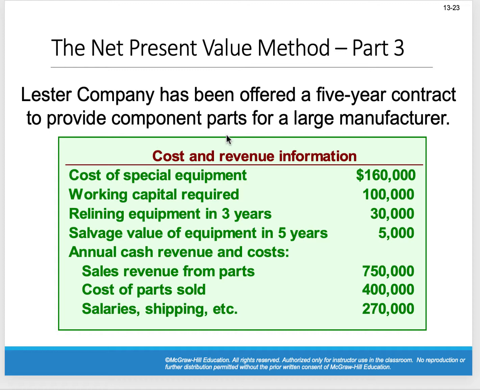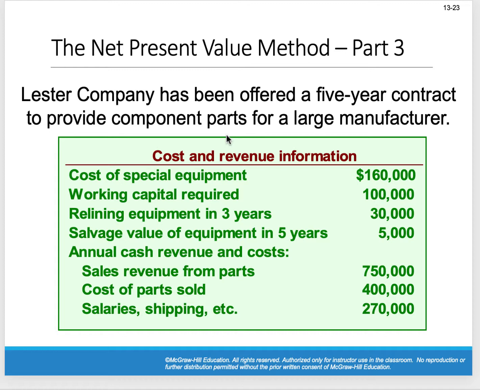In order to fulfill this 5-year contract, we have to invest in special equipment. That special equipment costs us $160,000. We're going to need working capital, right? The working capital required to do this is $100,000. They say, by the way, 3 years into the contract, you're going to have to realign the equipment. So in year 3, we have a $30,000 net cash outflow of repairs and maintenance.